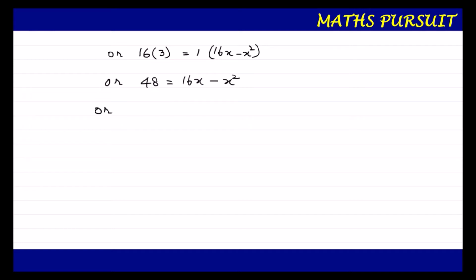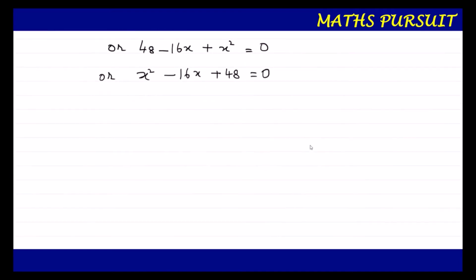Or bringing the right side of this equation to the left side, we will get 48 minus 16x plus x to the power 2 is equal to 0. Now let us rearrange this equation. So we will rearrange this equation and we will see what exactly we are getting. x to the power 2 minus 16x plus 48 is equal to 0. So guys, you could see that now we got a quadratic equation. Now let us solve this quadratic equation so that we can get the values of x.